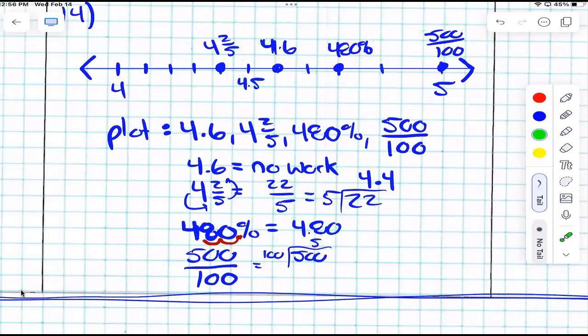So 4 2/5, correct me if I'm wrong, 4 2/5 is the same as 4.4 because 4.4 would be right here, yes? Yes. 480% would be the same as 4.8, because this is 4.6, 4.7, 4.8. Yes. You guys get the idea? Yes. Are we good? Yes.